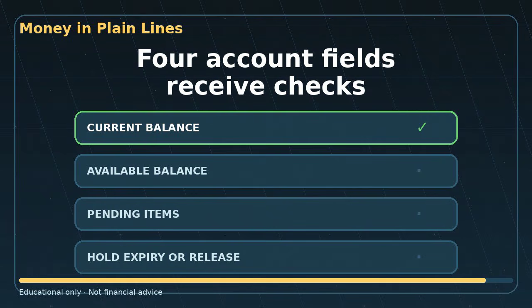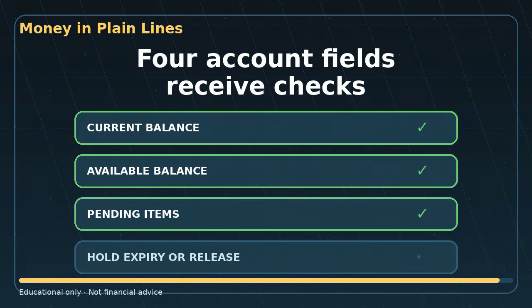The plain takeaway is that current balance, available balance, and pending transactions describe related but different stages of account activity, and reading their labels together can explain a temporary gap without inventing missing money. This lesson is educational only, not financial advice, and contains no personalized banking recommendation.